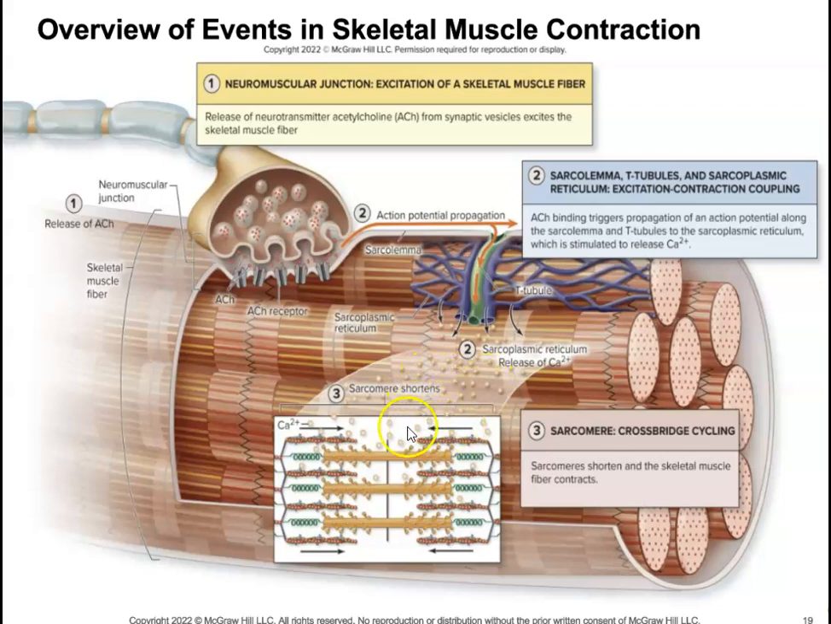It's going to come down here to the sarcomeres, remember, from Z disc to Z disc. It's going to bind to troponin. Tropomyosin rolls off the binding site. Myosin hooks up with actin, and the pulling of these two together shortens the sarcomeres and the skeletal muscle contracts.